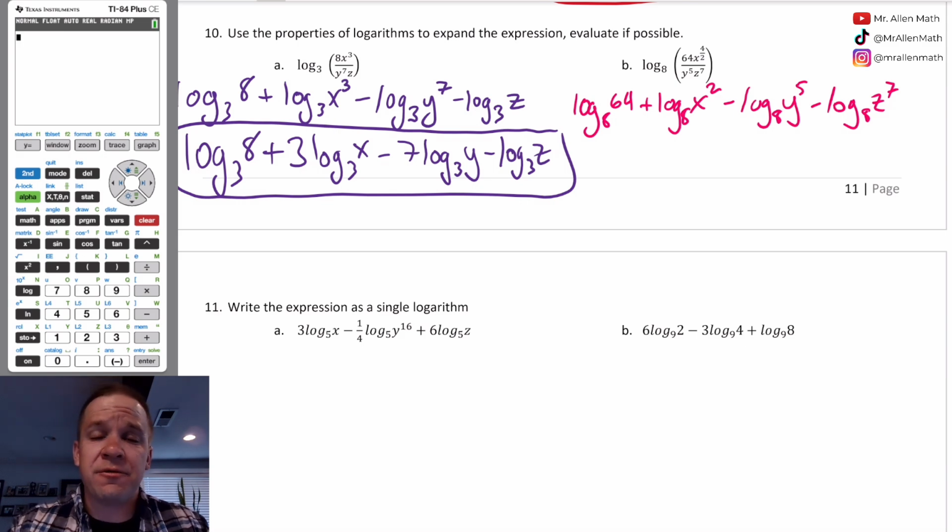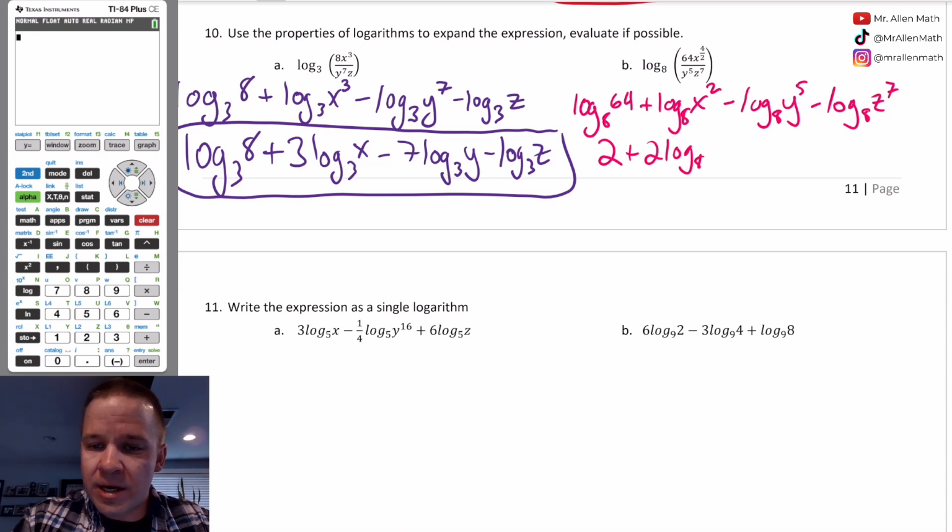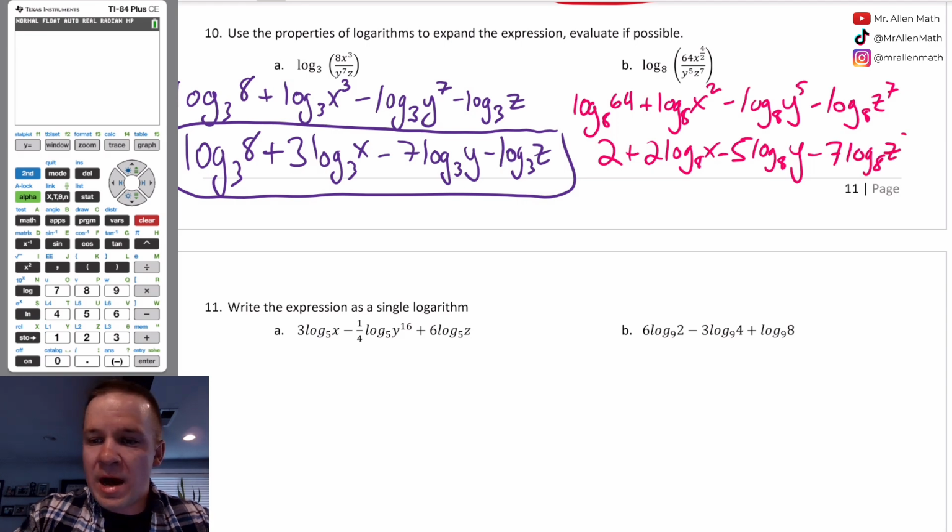Now here, we're actually able to evaluate. Log base 8 of 64, 8 squared is 64, so that is just 2. Then we have plus 2 log base 8 of x minus 5 log base 8 of y minus 7 log base 8 of z. There we have it. Hopefully no mistakes so far.